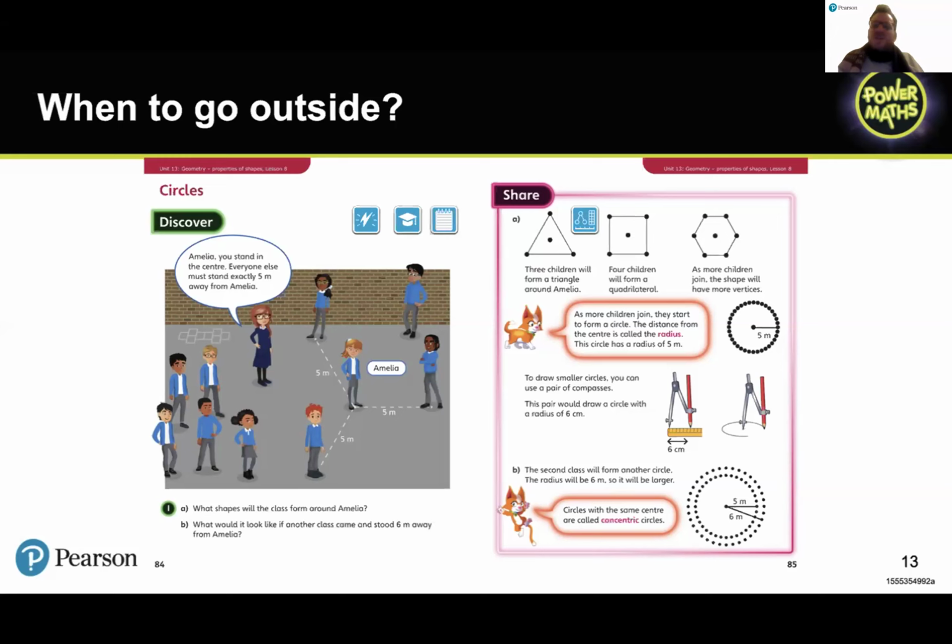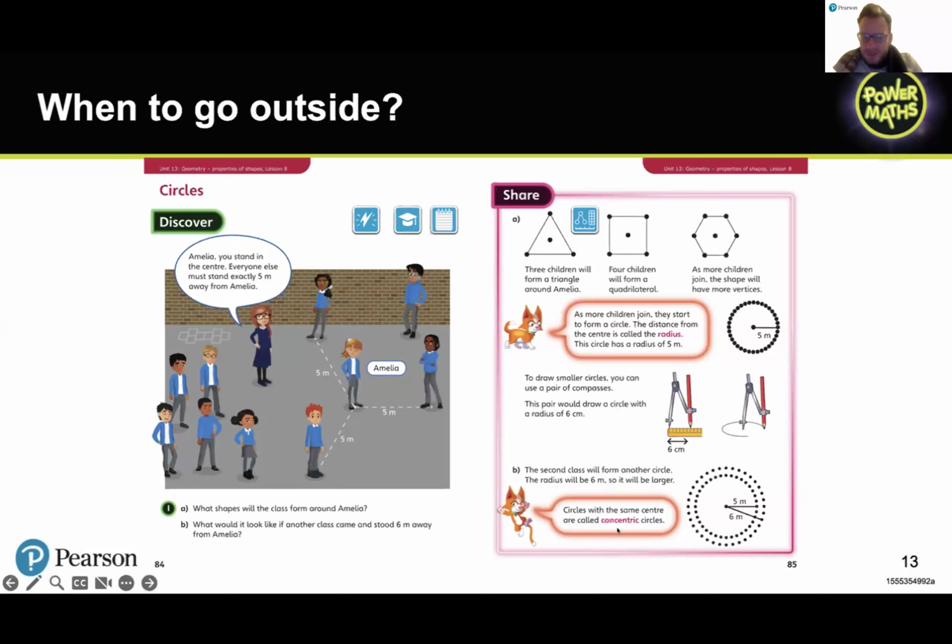And then they say, no, that can't be right. We're going to go outside. We're going to go outside and do it differently. And then we do the circle. And then we come back and we look at this. And then we look at the share and we say, do you know what? Actually, all the time, what we've been learning about as a circle is exactly this. It's all of the points the same distance away from a center. And then we can go into the lesson. And then let's look at the share page.